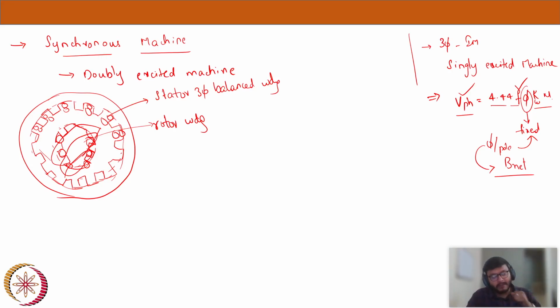But what supply will we be giving to this rotor? I will just write here the stator and its rotor. The kind of supply we will be giving to our rotor is DC excitation. This is what we call a field coil, and the excitation we give to our rotor is a DC supply. We call it DC excitation. So it looks as follows.